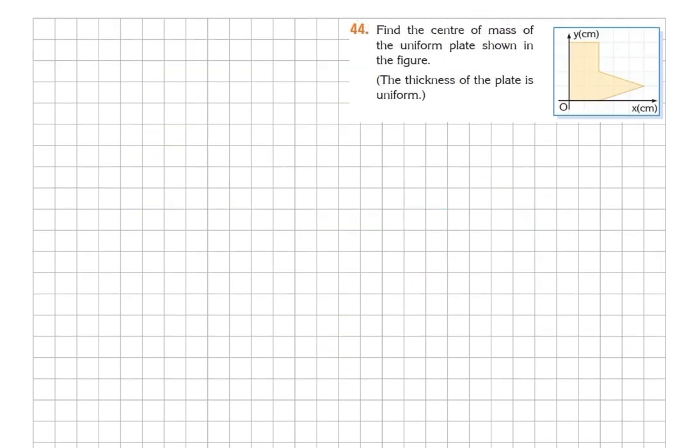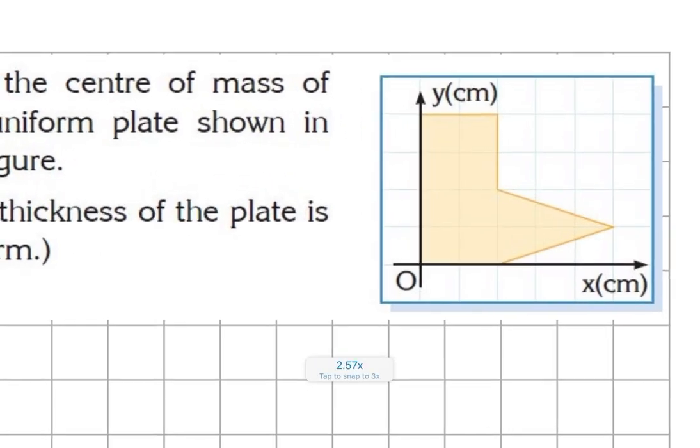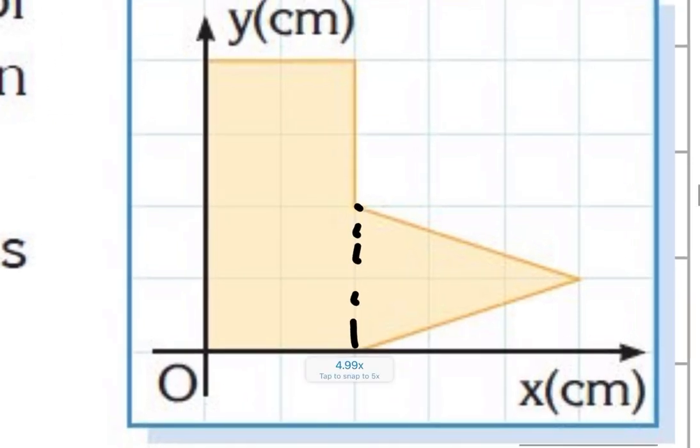Question 44. Find the center of mass of the uniform plate shown in a figure. So here it's not an ordinary shape. It is like complex shape, yeah. So that's why we need to divide it into parts. Here, I think it's just enough to divide into 2. So like this, we have a triangle and a rectangle.